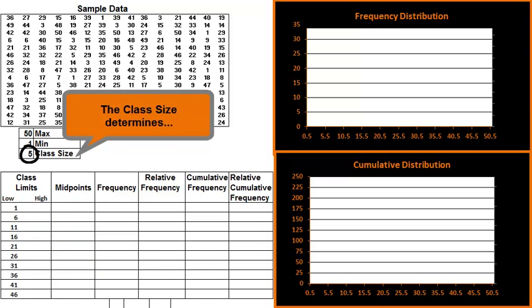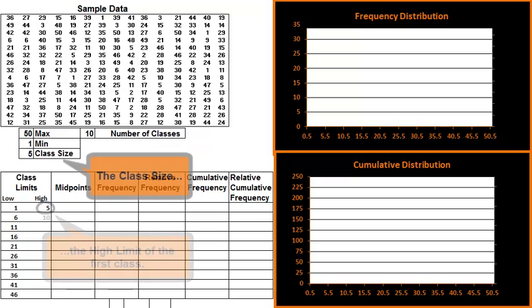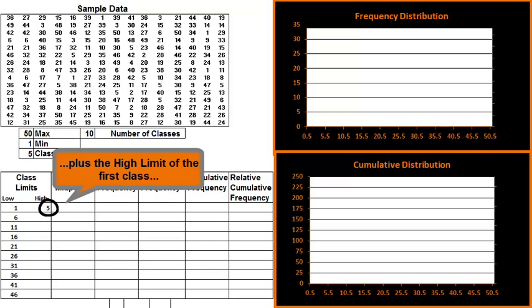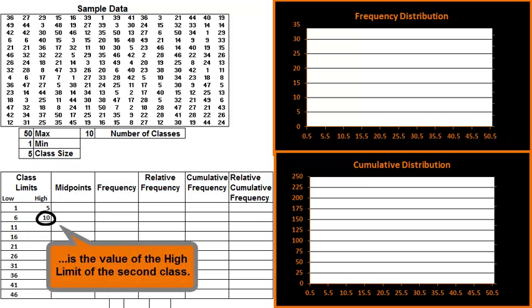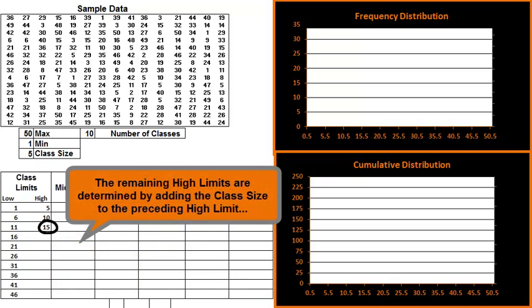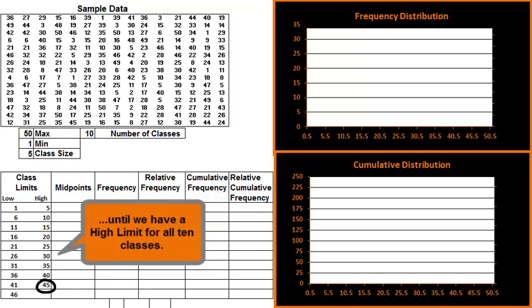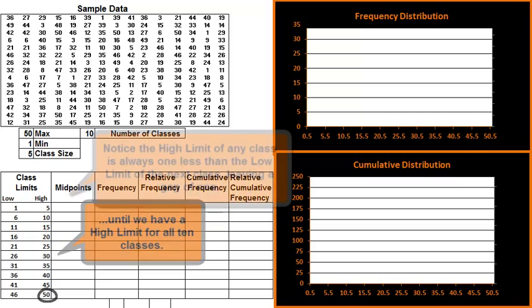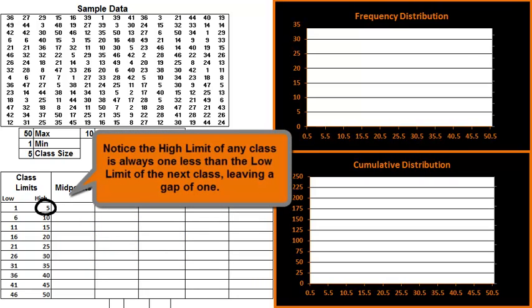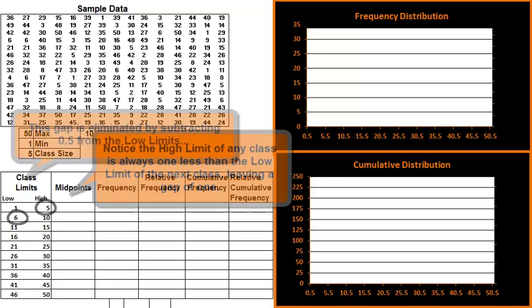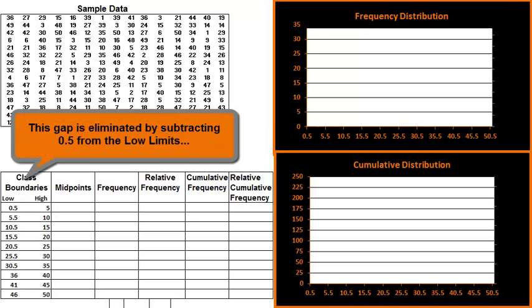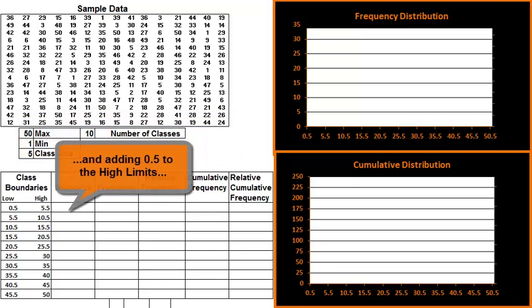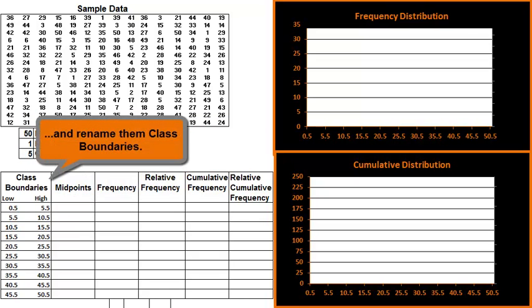The class size determines the high limit of the first class. The class size plus the high limit of the first class is the value of the high limit of the second class. The remaining high limits are determined by adding the class size to the preceding high limit, until we have a high limit for all 10 classes. Notice the high limit of any class is always 1 less than the low limit of the next class, leaving a gap of 1. This gap is eliminated by subtracting 0.5 from the low limits and adding 0.5 to the high limits, and rename them class boundaries.